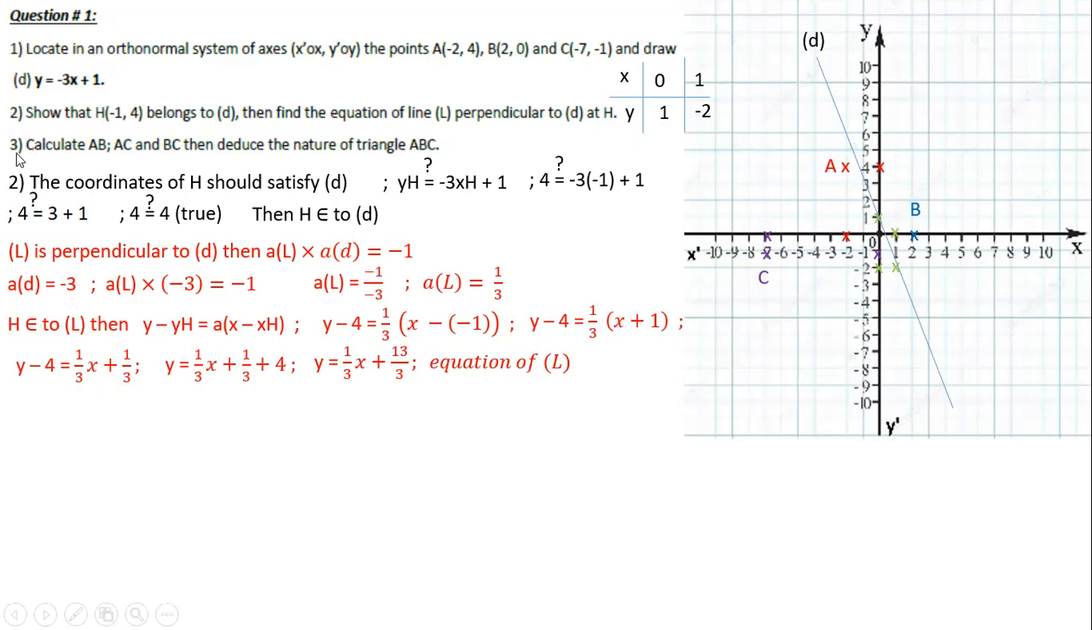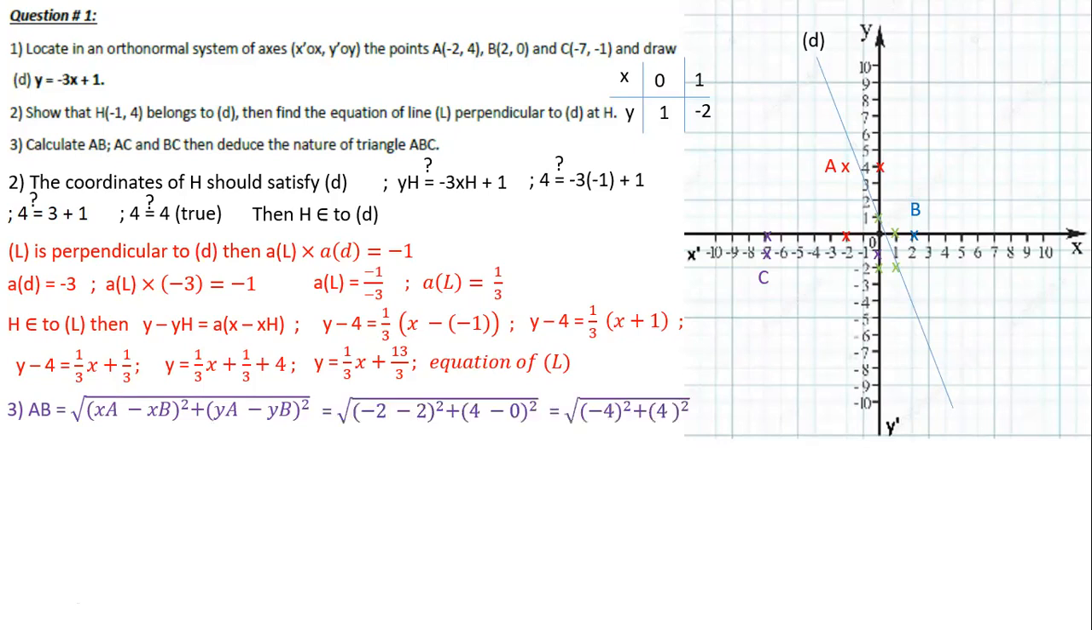In part 3, we should calculate length AB, length AC, and length BC. Of course, here we have a rule. AB is equal to the radical of (XA minus XB) all squared plus (YA minus YB) all squared. We replaced, as we did yesterday. Here 32 should be simplified using prime factorization. I replaced it by 2 to the power 5, and after simplifying, AB is 4 radical 2.